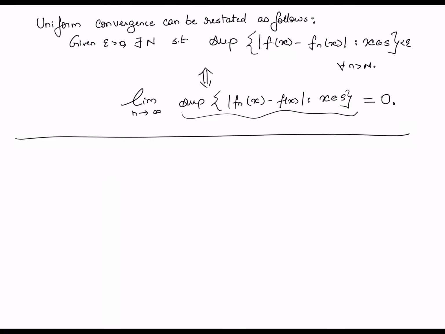Now, this interpretation can also be used sometimes to either demonstrate or to disprove uniform convergence, right? So let's do one example to illustrate this. Let us say that f_n(x) is defined as follows: n squared times x raised to n times (1 minus x), right? And in this case, the domain is the closed interval from 0 to 1.